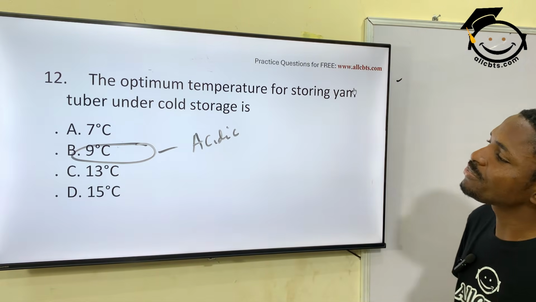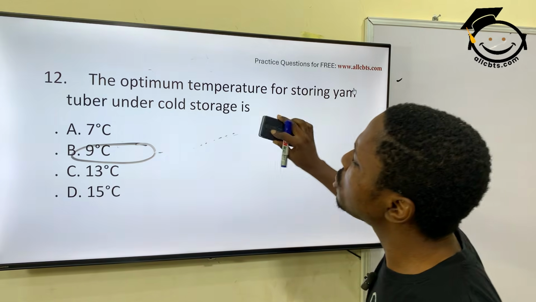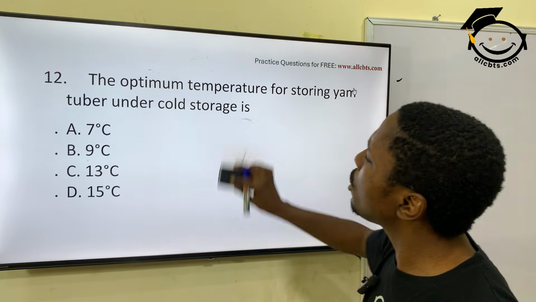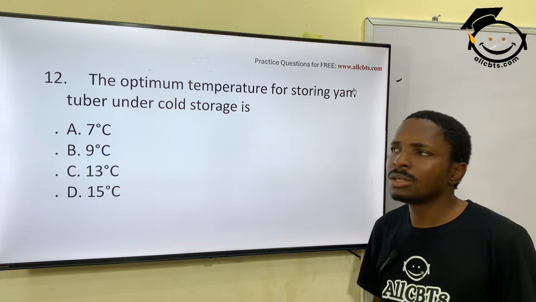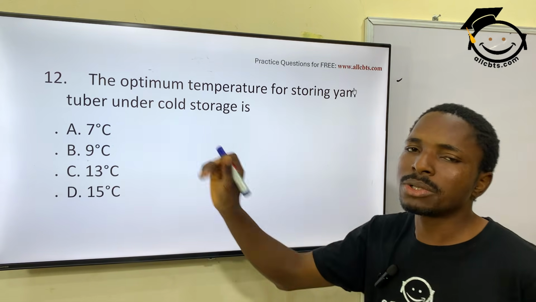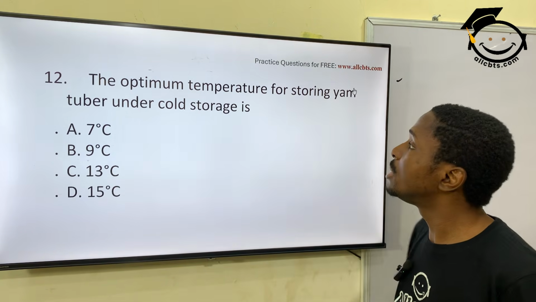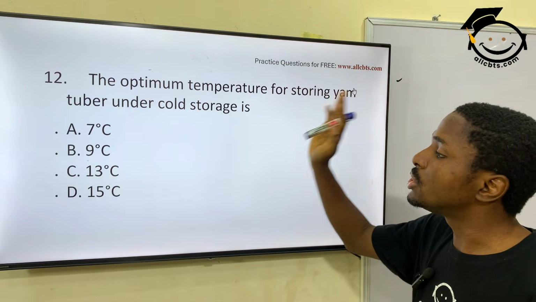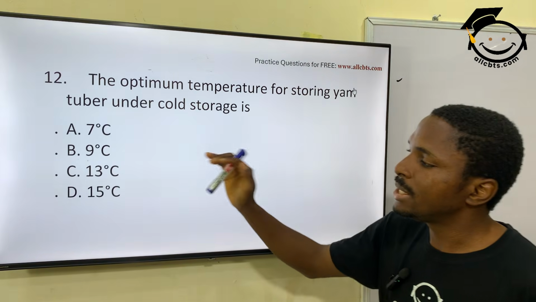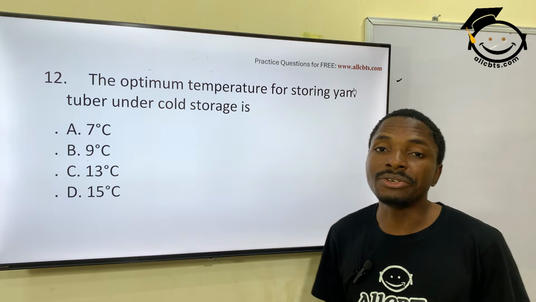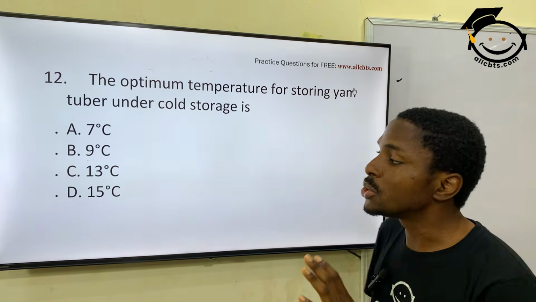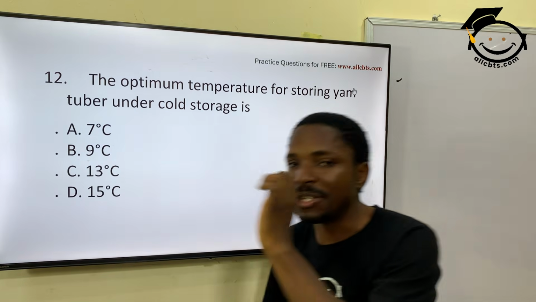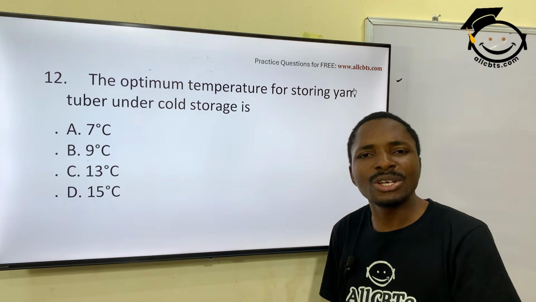Question 12 now. The optimum temperature for storing yam under cold storage. The optimum, in other words, the best temperature for storing yam tubers under cold storage is what? You have 7 degrees, 9 degrees, 13 degrees, and 15 degrees. So the optimal temperature is what? 13 degrees. Yes, you're surprised.